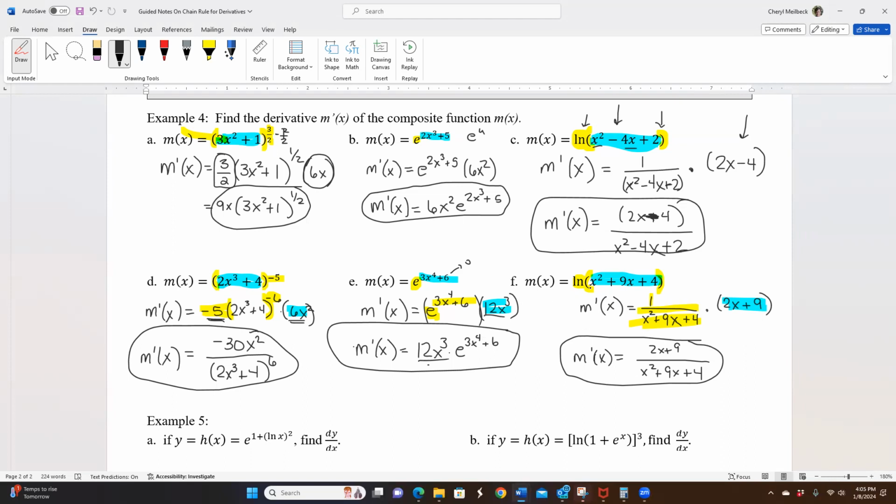Looking at f, we'll have m of x is the natural log of x squared plus 9x plus 4. So our outside function is the natural log function, and our inside function is that x squared plus 9x plus 4. The derivative of a logarithmic function is to throw the argument in the denominator here. So we have 1 over x squared plus 9x plus 4. But then we take the derivative of the inside function, which will give us 2x plus 9. Cleaning that up, we write it as one fraction.